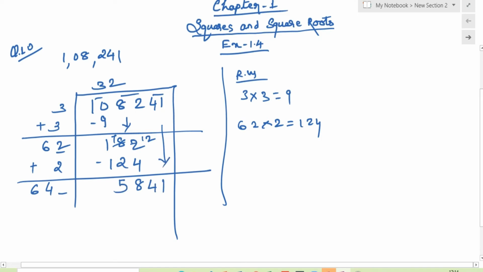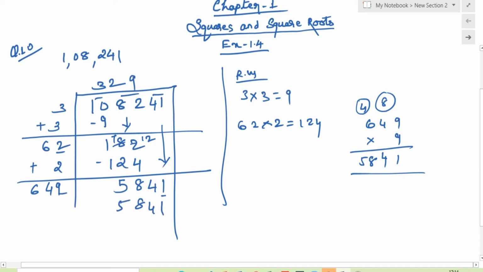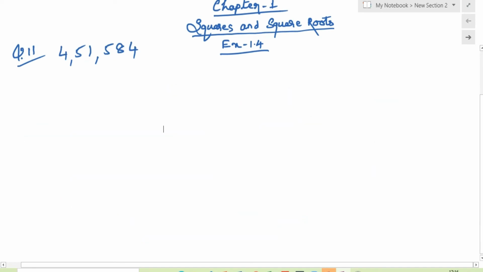Now again you know that the last we are having is 1, and 9 9s are 81, so we can go ahead with 649 into 9, 9 9s are 81, 9 4s are 36, carry forward 8, that is 36 plus 8 is 44, 6 9s are 54, 54 plus 4 is 58. So finally we are getting 649 into 9, 5841, remainder 0, so the square root value of 1,08,241 is 329.